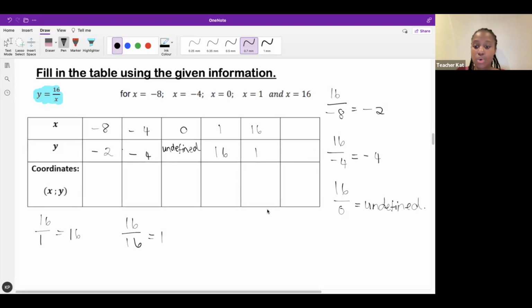Great. Now let's write our coordinates. Give me the coordinates of the first point correctly. Nice. That is a -8, semicolon, -2, and I close my brackets.